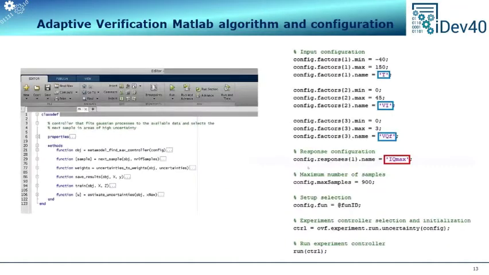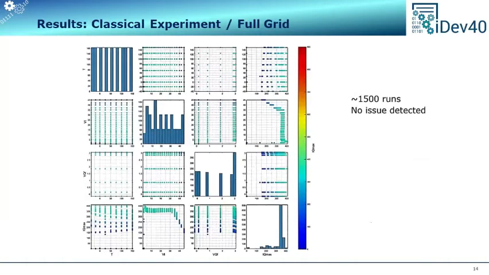On this slide, on the left, we can see the actual Matlab algorithm that is used for the experiment. On the right side, we can see the configuration used to run the experiment as it was used in the lab setup. The variables are the temperature, the input voltage, and the forced output voltage, and the output is the load current. Let us compare the two tests performed.